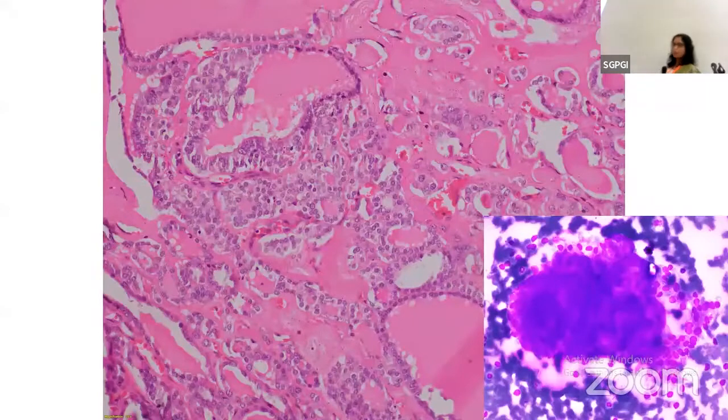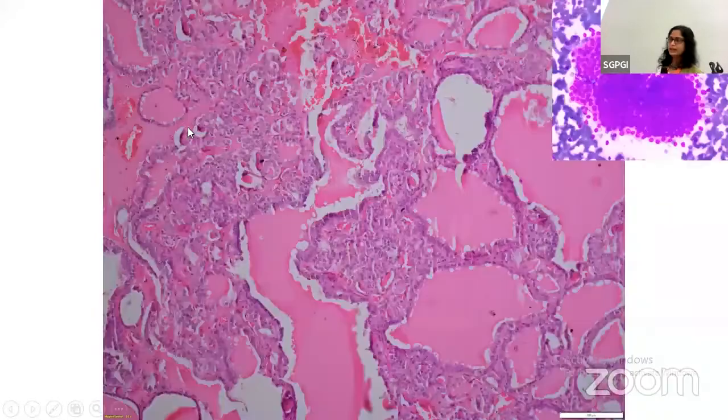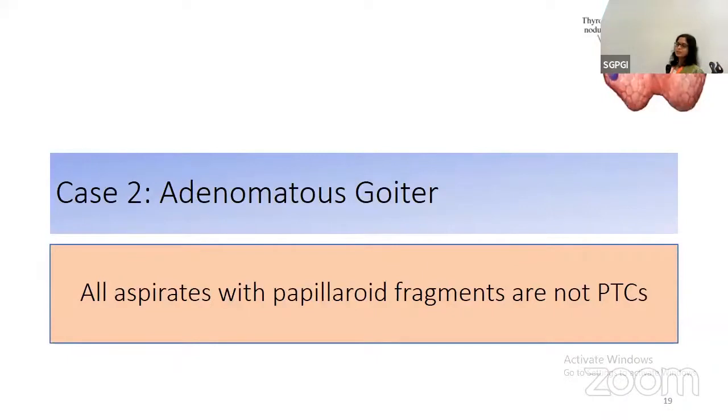Well, this turned out to be an adenomatous goiter. So you can see from where these papilloid fragments came. You can see something over here which looks similar to what we have. So there was a lot of hyperplasia of the follicular lining. Another area. So this is the papilloid fragment which I talked to you about, and this is pseudopapillary hyperplasia. So adenomatous goiter, all aspirates with papilloid fragments are not PTCs. Do look for nuclear features of PTC. There have been instances when the tight fragments in aspirates without the nuclear features have been just screened in low power and called PTC. So be careful.